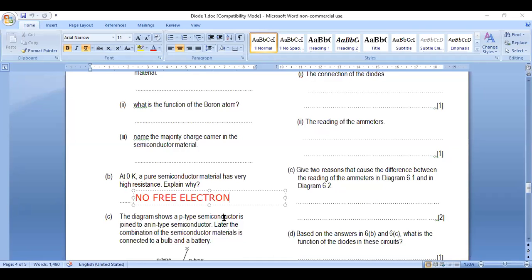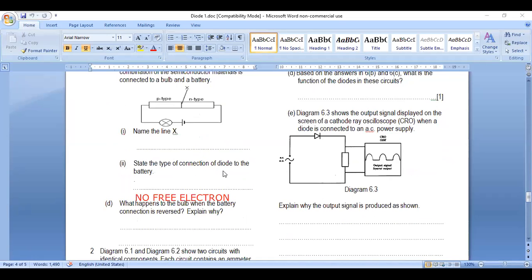Next, the diagram shows a p-type semiconductor joined to an n-type semiconductor. The combination is then connected to a bulb and battery. Name the line X, the boundary here. This one we call the junction. Then state the type of connection of the diode to the battery. The P is connected to positive and the N to negative, so this is forward bias.